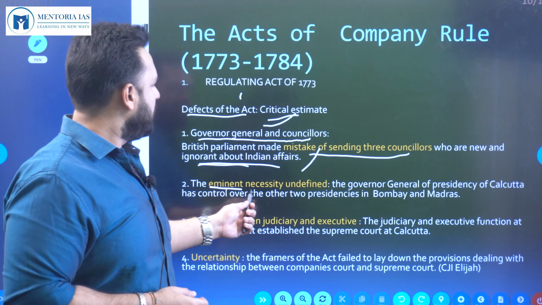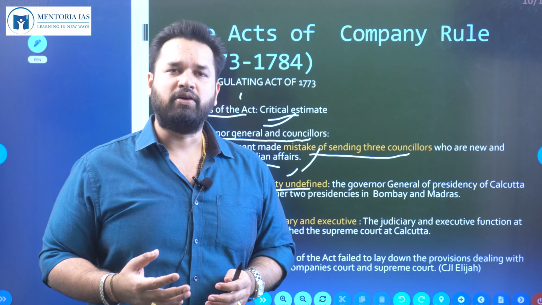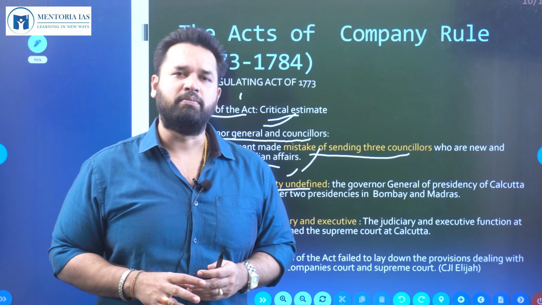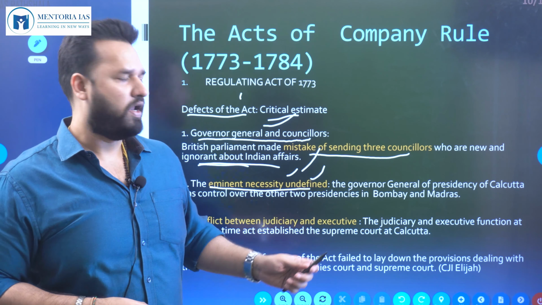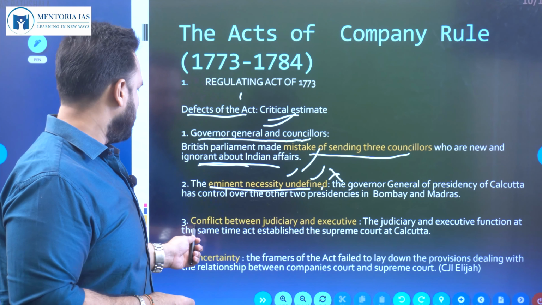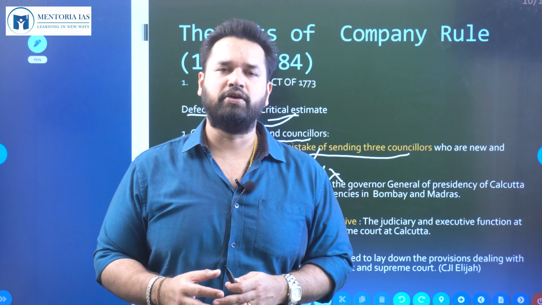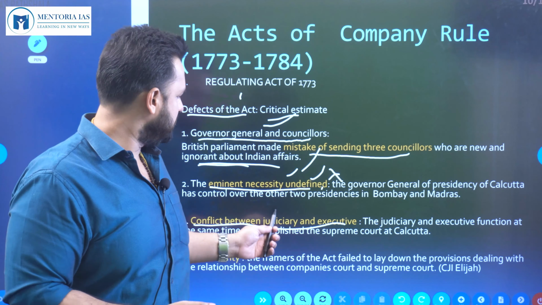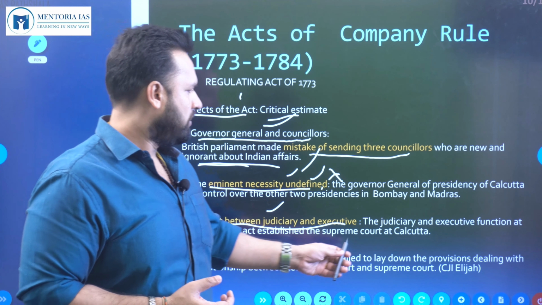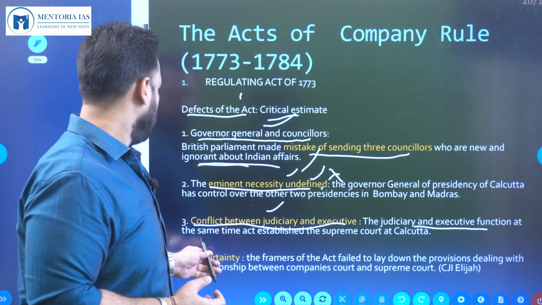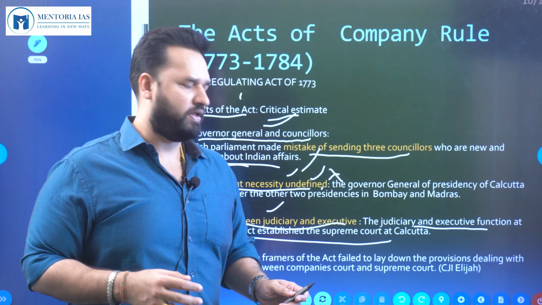And then the eminent necessity of defining the governors of Bengal was made the Governor General, but the Madras and Bombay governors could not understand the reason for it, and there was a conflict. And then conflict between judiciary and executive. Who is the executive here? Executive is the East India Company, and the judiciary, the Supreme Court, was started. There is a conflict. Why? Because the powers of the judiciary and executive were not defined exactly, and there was an ambiguity in that.